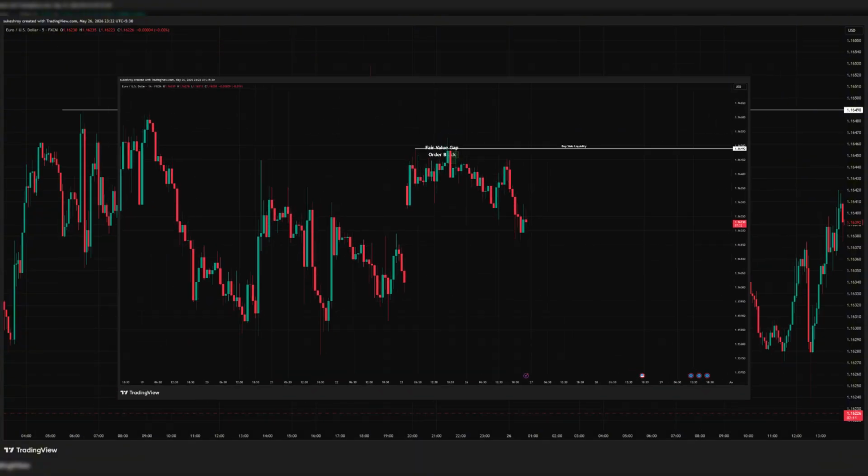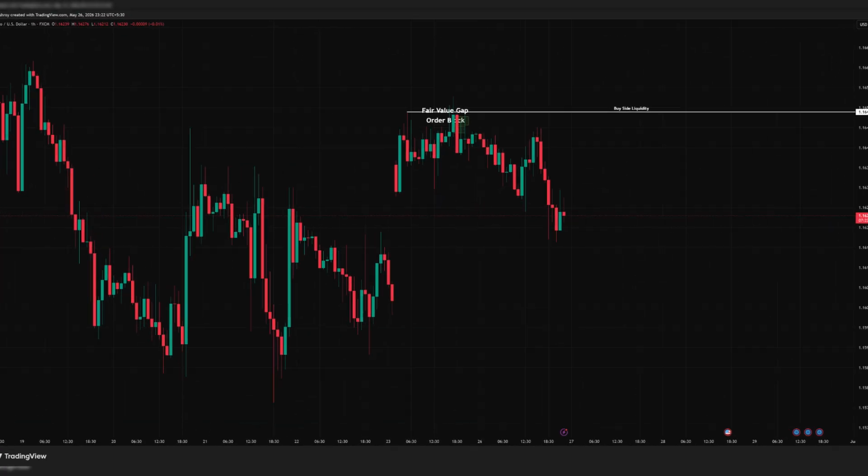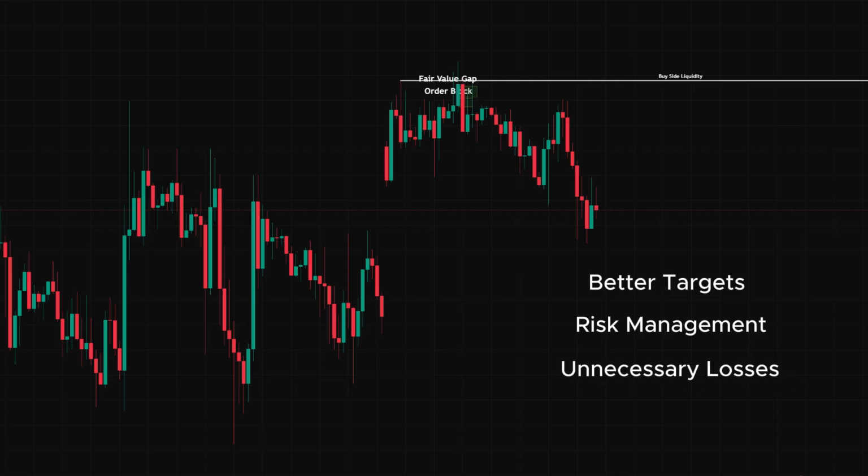This is exactly why traders should always ask, how much room does price actually have before hitting a major level? That one habit alone can help improve targets, tighten risk management, and avoid unnecessary losses.